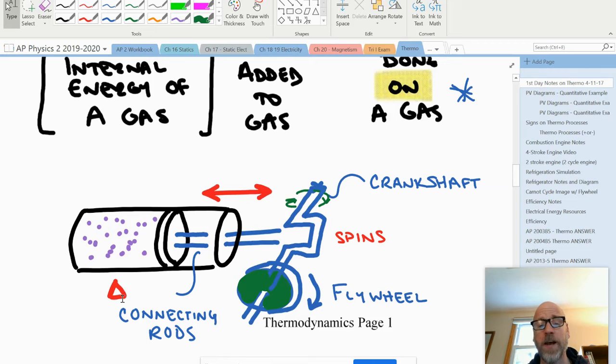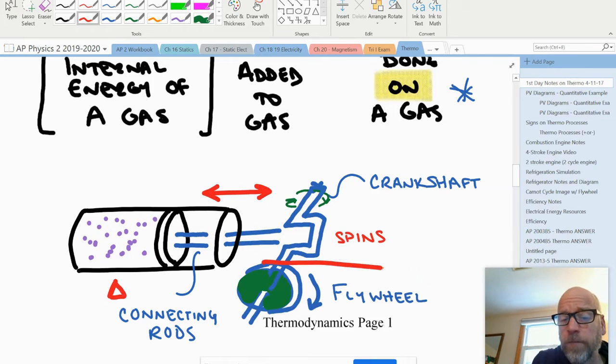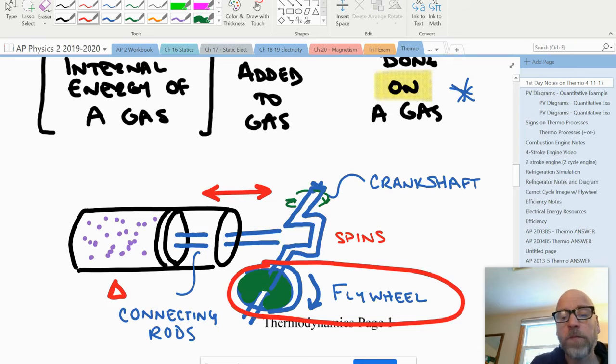That can turn a crankshaft, which can turn a flywheel, and connected to that flywheel could be a belt, which turns everything else. That's it. That's a heat engine. That is what a good portion of our society is based on. A cylinder with gas in it, you add heat to, turns the crankshaft, makes a flywheel move. That's it. Yeah, I wish it were that simple.